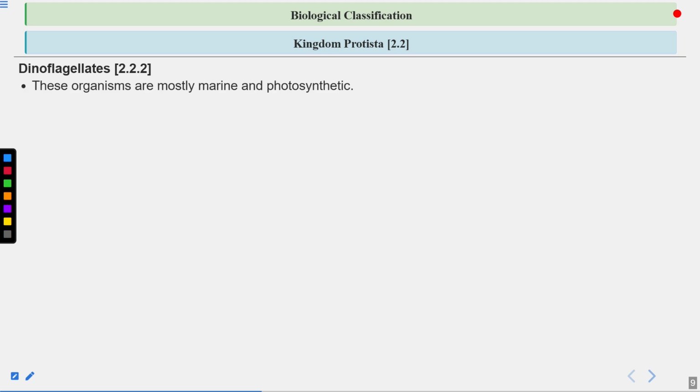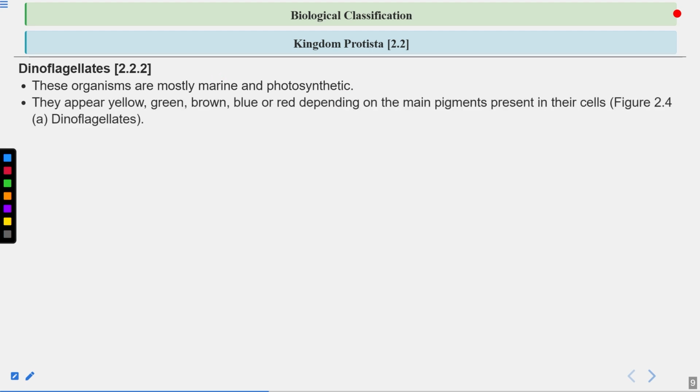These organisms are mostly marine and photosynthetic. Again, they are photosynthetic, but they are mostly marine. So they can also prepare their own food. They are also autotrophic. Now they appear yellow, green, brown, blue or red depending on the main pigments present in their cells. Okay, so there can be various colors of dinoflagellates depending on the pigments which are present in their cells. So I'll show you the image of the dinoflagellates.